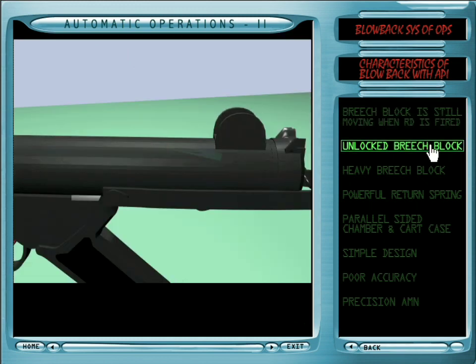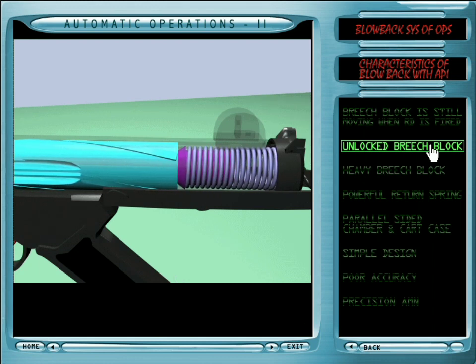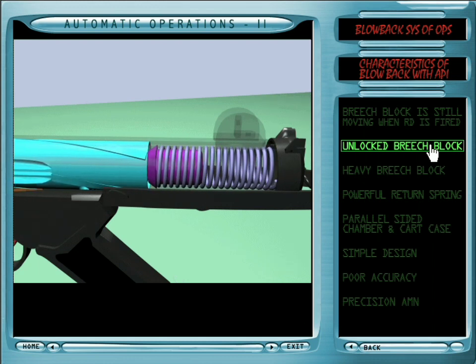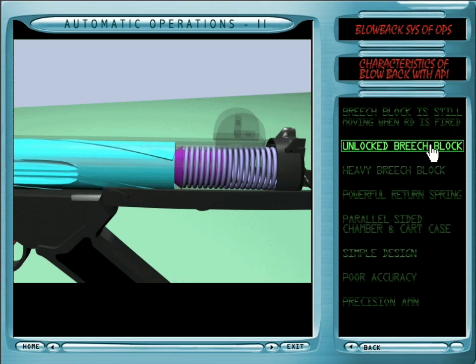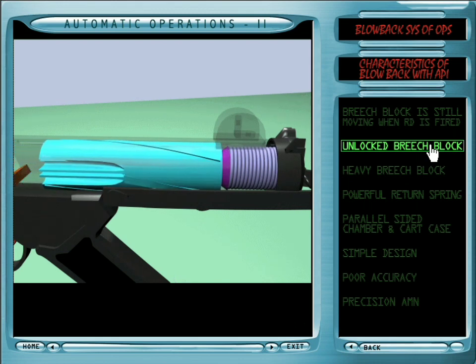Unlocked breech. Before the firer presses the trigger, the bolt is positioned at the rear end. Once pressure is applied on the trigger, the bolt moves ahead under the pressure of the return spring. After this, the breech block is not locked, but fire takes place without locking.